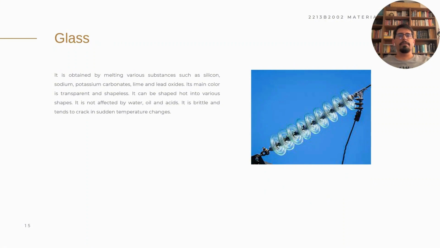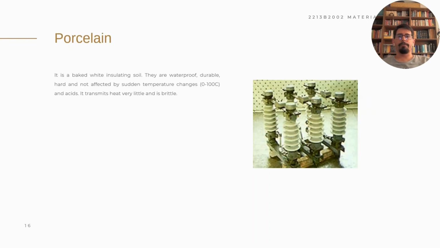Glass is made by melting materials like silicon, sodium, potassium carbonates, and metal oxides like lime and lead oxide. It's usually transparent and shapeless, but when heated, it can be molded into different forms. It's quite resistant to water, oil, and acids, making it a great insulator. However, glass is also brittle and it can crack easily under sudden temperature changes, so that's something to keep in mind when designing with it.